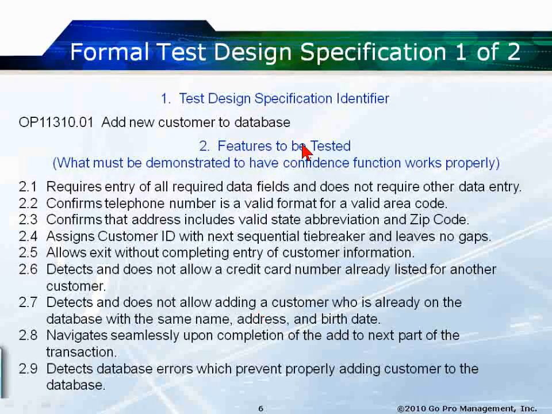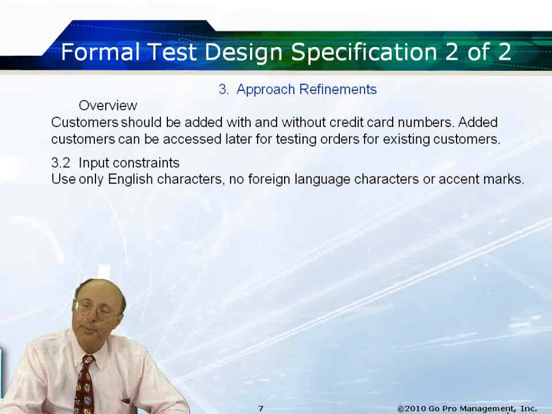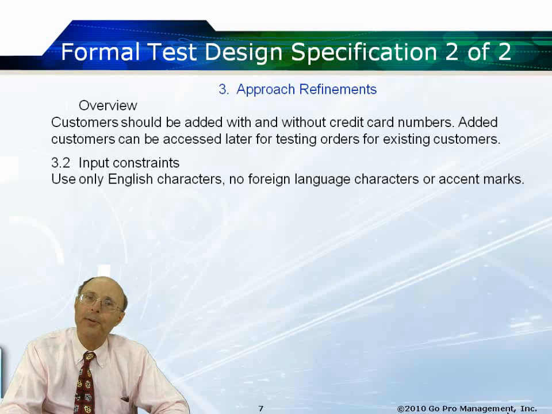And the formal test design specification identifies the set of features taken together that have to be demonstrated to have confidence that the function works properly. So what we're saying is that if these 9 conditions all work, that would give us confidence that we can add a new customer to the database. Formal test design specification also includes the opportunity to refine your approach. Information about carrying out the tests. This is not essential, but it's often valuable.